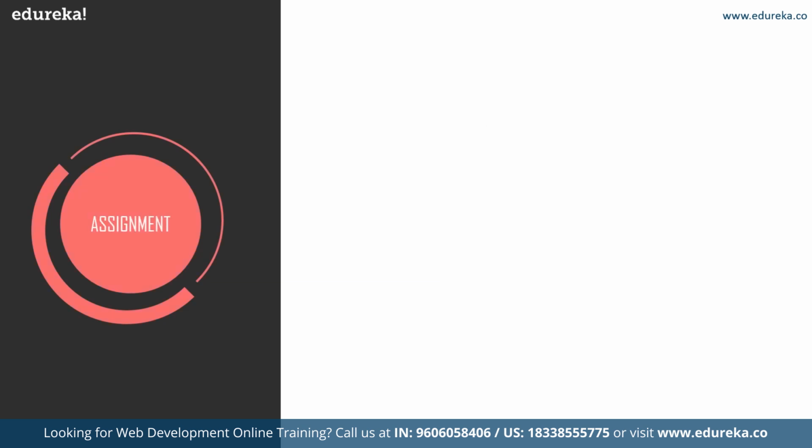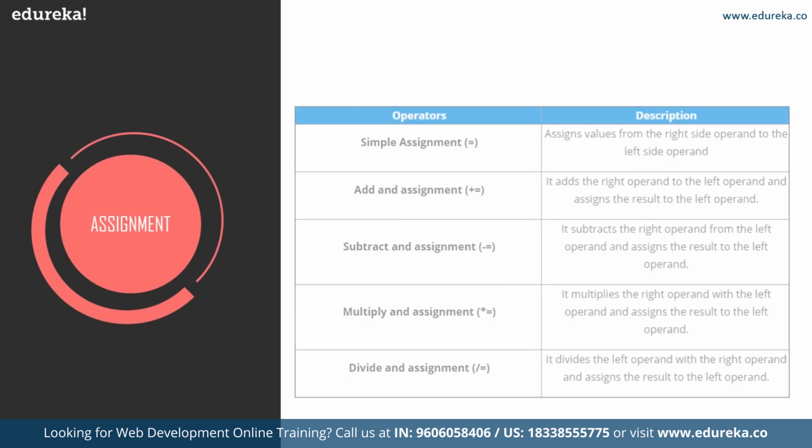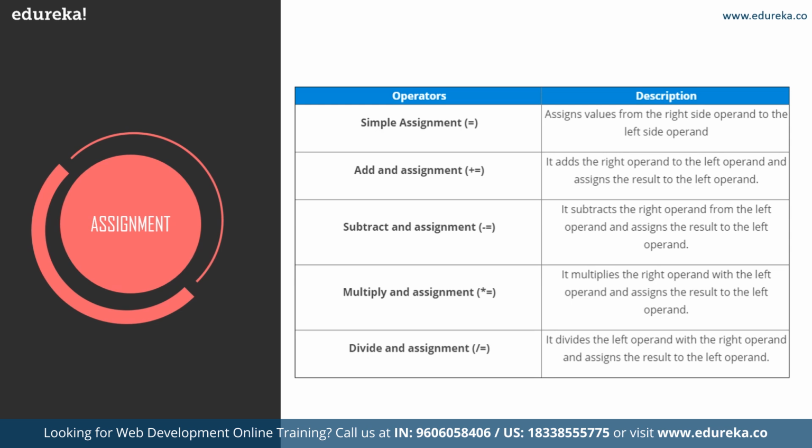Finally we have the assignment operators. Now in assignment operators, we have simple assignment, add and assignment, subtract and assignment, multiply and assignment, divide and assignment. Now the simple assignment assigns values from the right side operand to the left side operand, whereas the add and assignment adds the right operand to the left operand and assigns the result to the left operand.